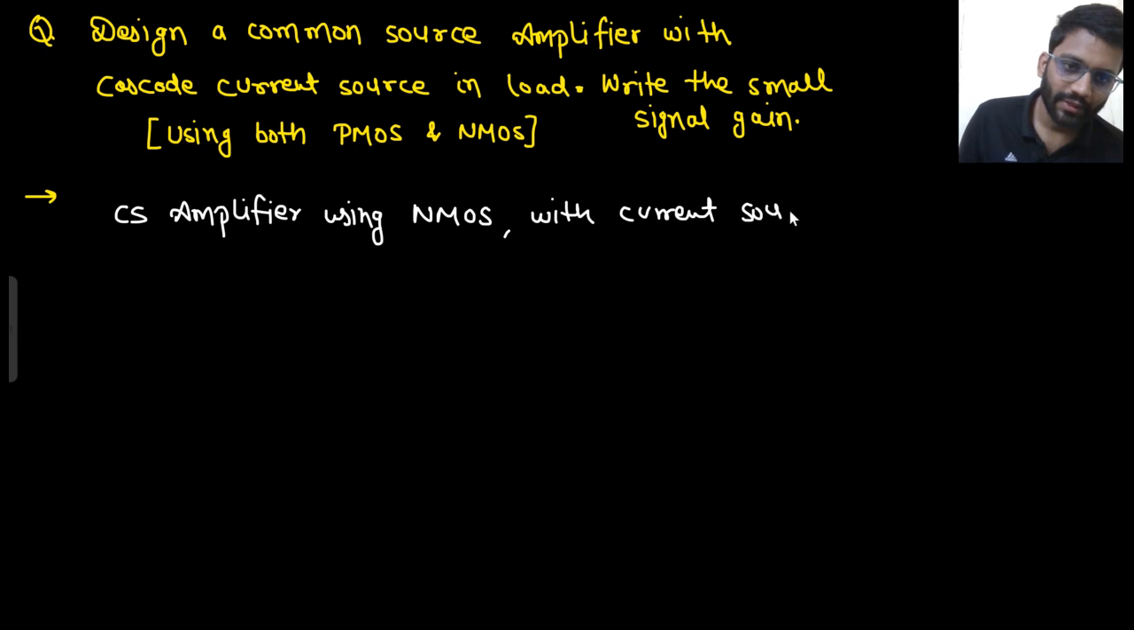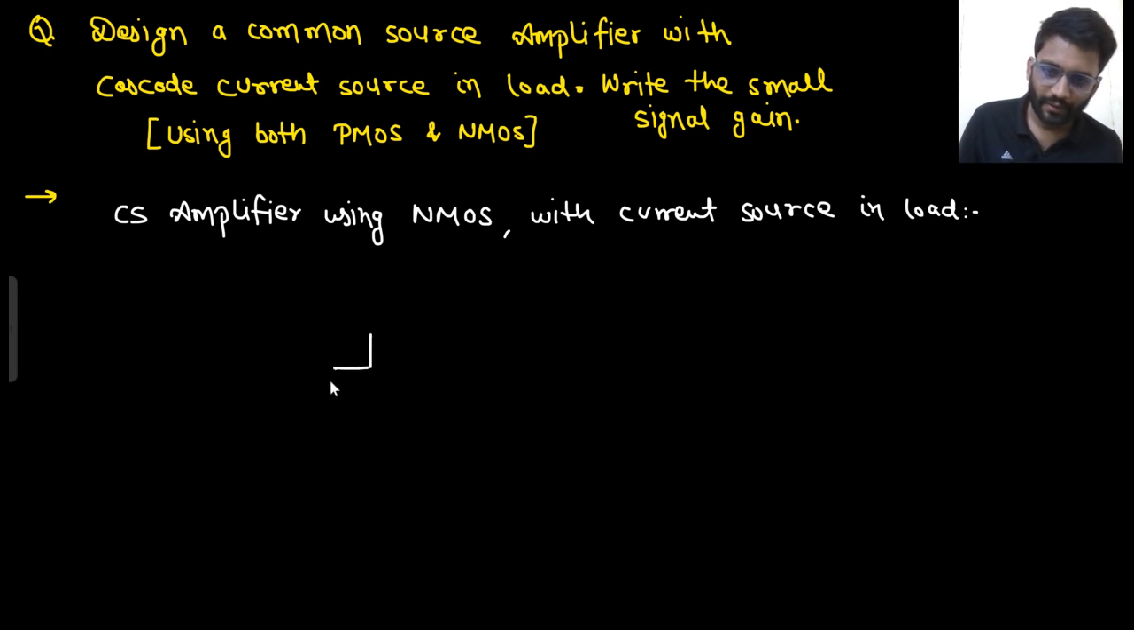With current source in load. So what is our common source amplifier? Our input is applied at gate. This is the input that is applied at gate. And where do we collect the output? At drain. We collect the output at drain.